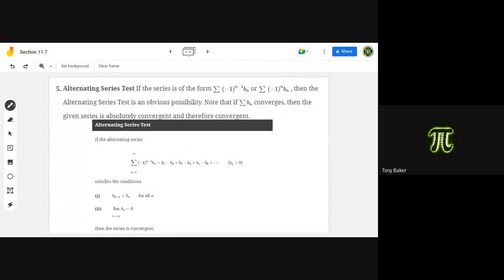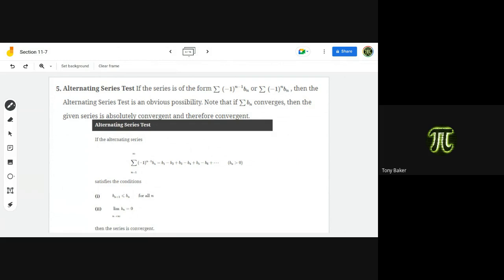So I will typically always do that one first. The first part is that it has to alternate. If it's not alternating, I can't even do the other two conditions. That's why I always check that first. As long as it's alternating, then we can do the two conditions.